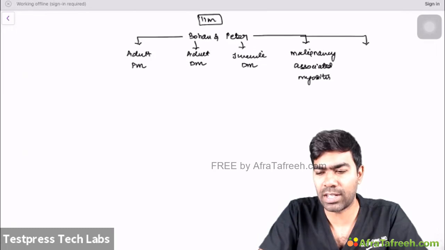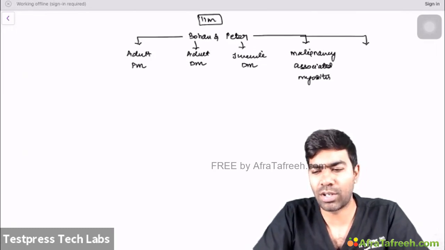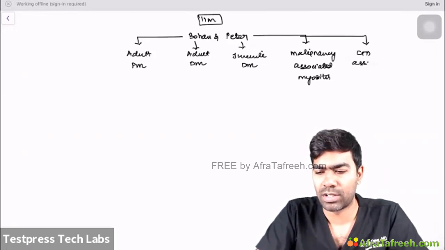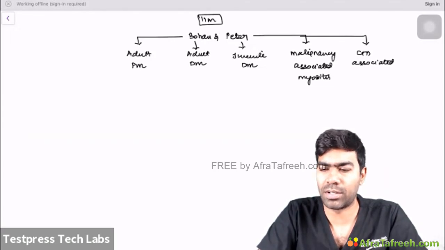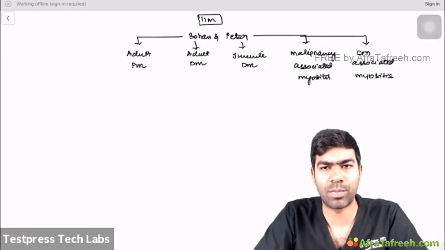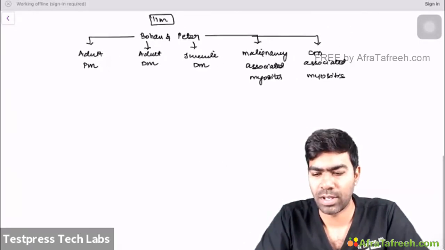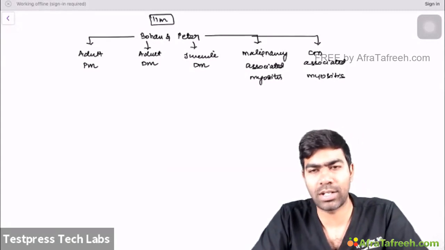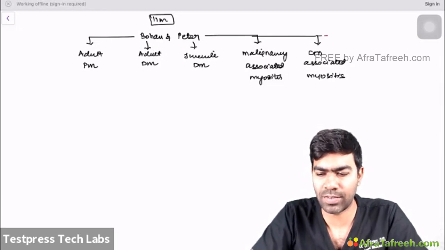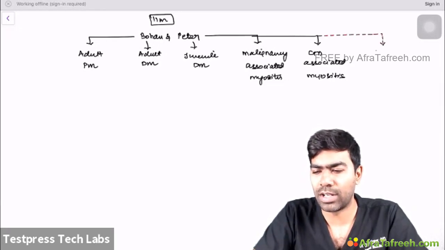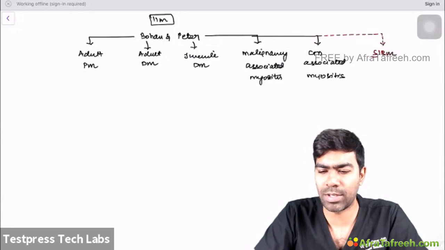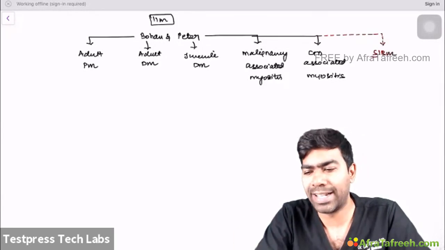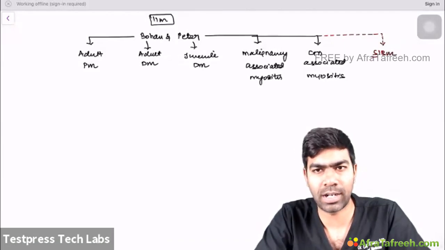And the 5th category they gave is the connective tissue disorder associated myositis, CTD associated myositis. Usually this will be a dermatomyositis. But nevertheless, there was one more thing that was not actually included in the original Bohan and Peter classification, which was included later. That is sporadic inclusion body myositis, SIBM. SIBM stands for sporadic inclusion body myositis. So this is the one that was not there in the original Bohan and Peter classification.